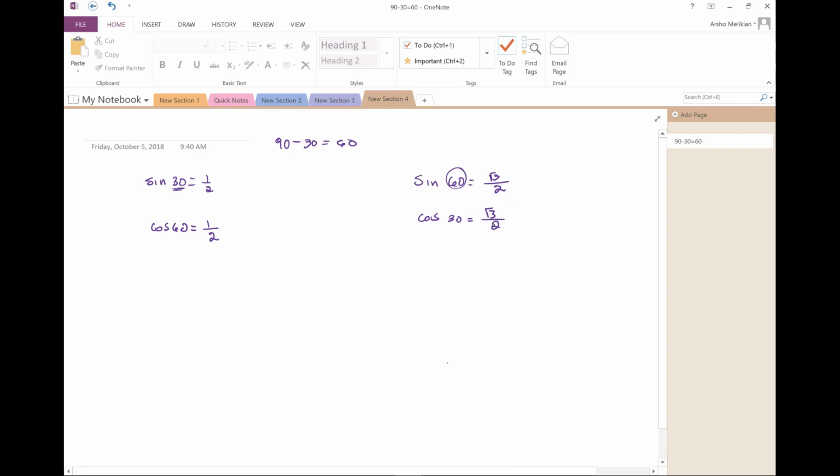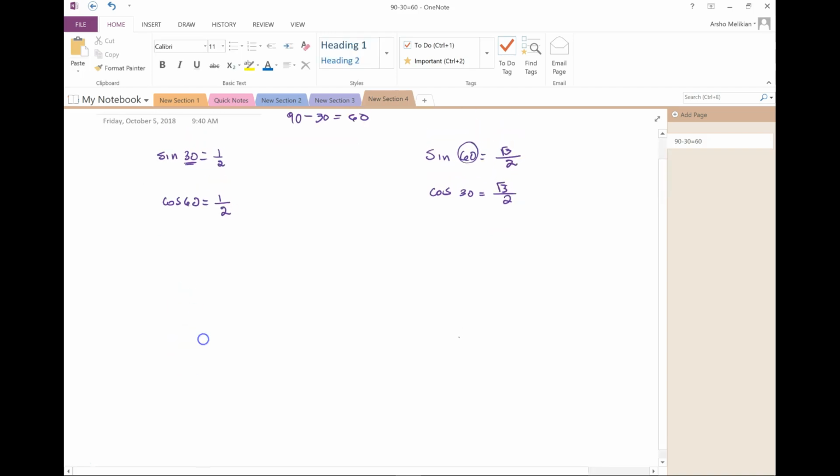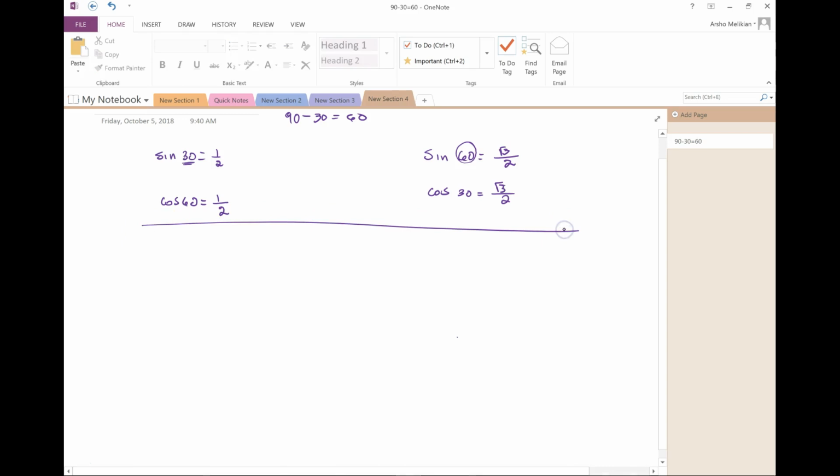That's just a coincidence. Could you guys take out your calculators very quickly? Can you please make sure your calculators are in degrees and tell me what the sine of 40 is to 3 decimal places?